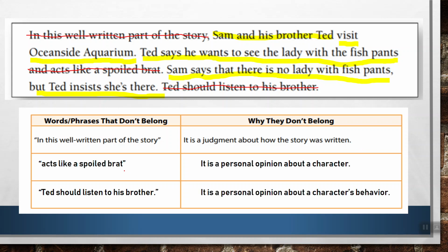So now our summary would be, Sam and his brother Ted visit Oceanside Aquarium. Ted says he wants to see the lady with the fish pants. Sam says there's no lady with fish pants, but Ted insists she's there. So far we've got a great summary. We have the main characters along with the important events. We don't have the theme yet because we need to finish up the story. So let's keep reading about what happens with the lady in the fish pants.